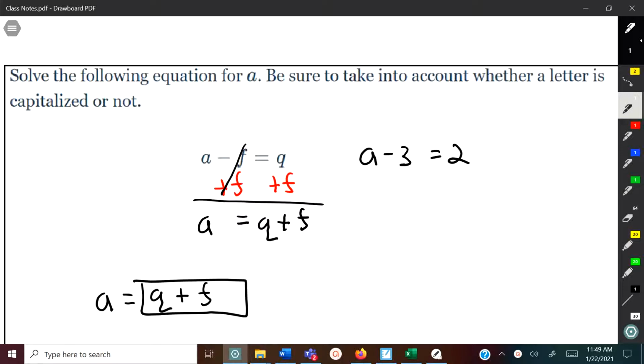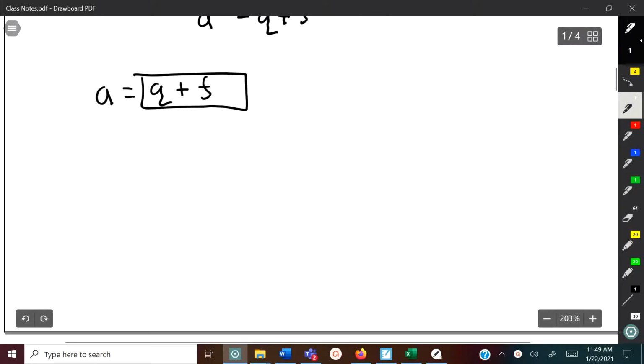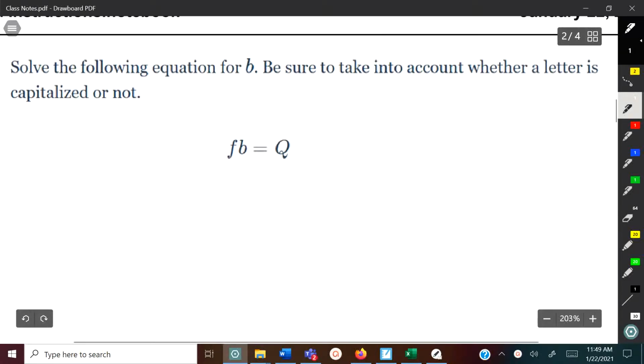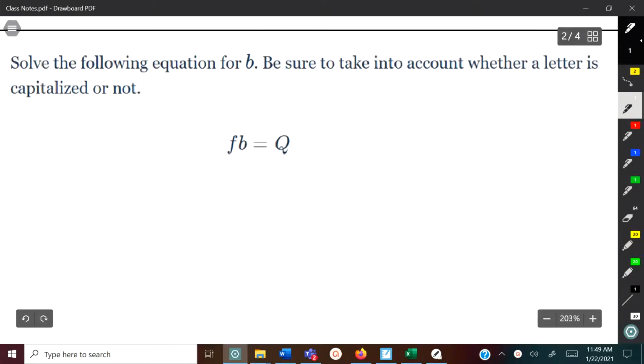Let's take a look at another example. Here it tells us to solve for the letter B. So we want to isolate the B by itself.